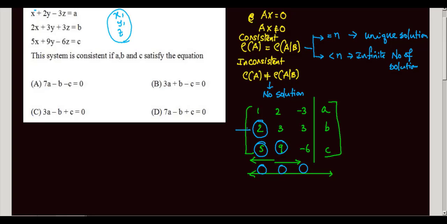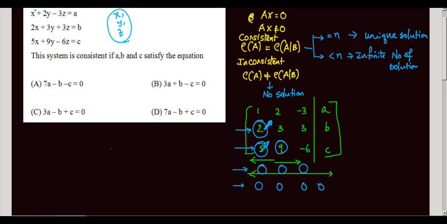Okay, first this element is 0, next these two elements are 0, next these three elements, next four elements, making 0. So this is the row echelon form. First I make this 2 and 5 equal to 0.